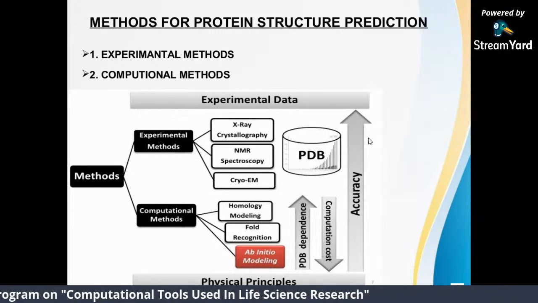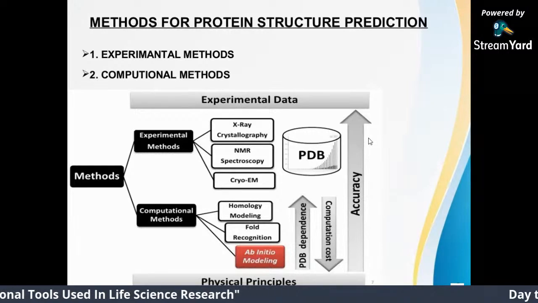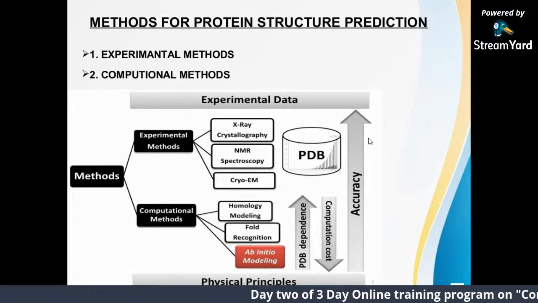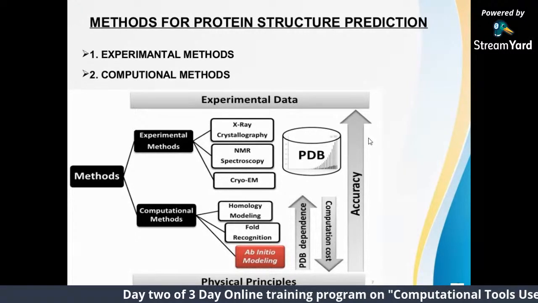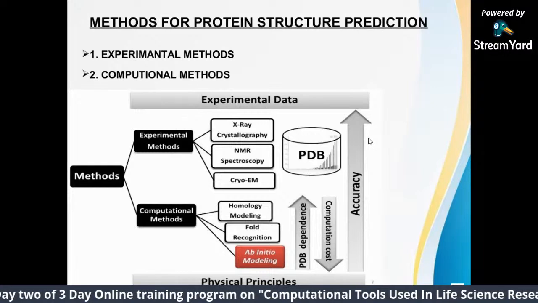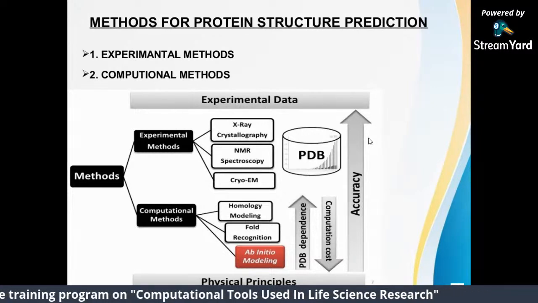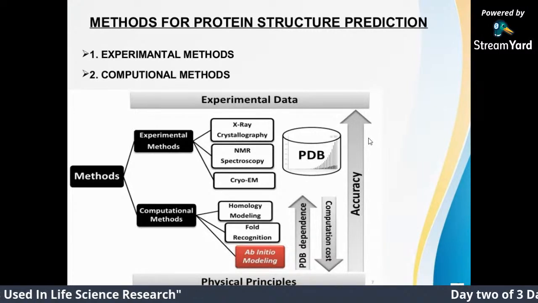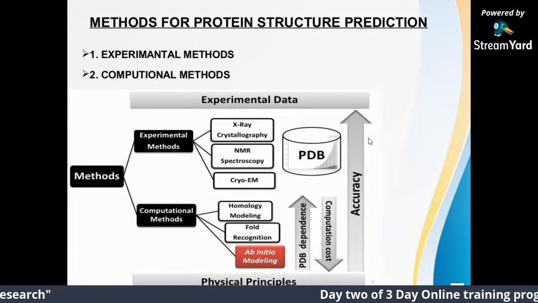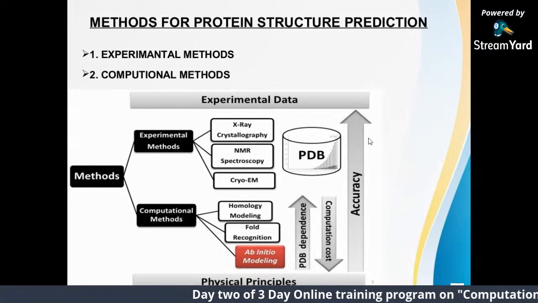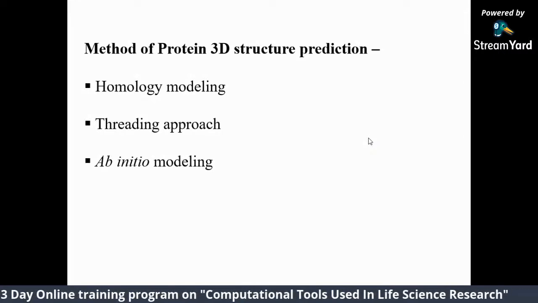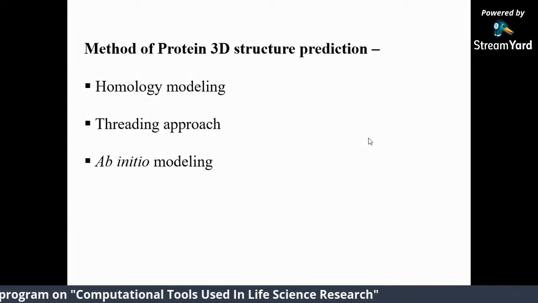So there are different computational methods which are available and usually used nowadays for protein tertiary structure prediction. These are homology modeling, fold recognition, and ab initio method. And all these are computational methods, different computational tools used for this prediction. So these three are the approaches one can use to predict the protein structure computationally.